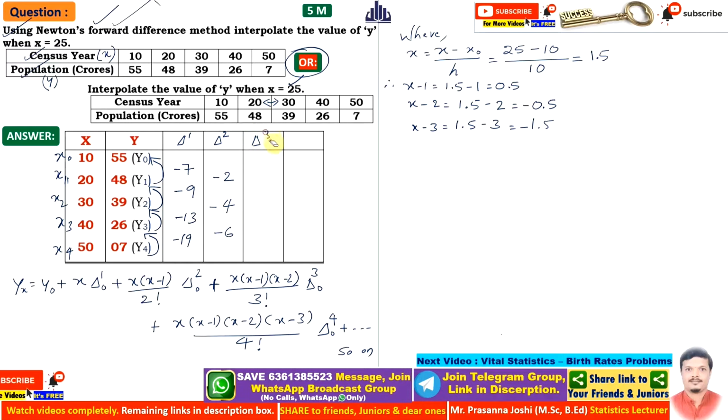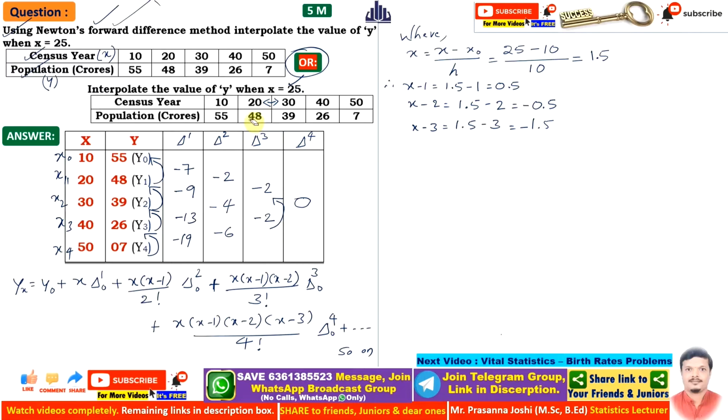Third order difference values. Minus 4 minus of minus 2. Minus of minus 2 is plus. So minus 4 plus 2. Is it not minus 2? Yes. Minus 6 minus of minus 4. Minus of minus 4 is plus 4. So minus 6 plus 4. Again it is minus 2. Then fourth order difference values. Minus 2 minus of minus 2. Minus of minus 2 in the sense plus 2. So minus 2 plus 2 will become 0.